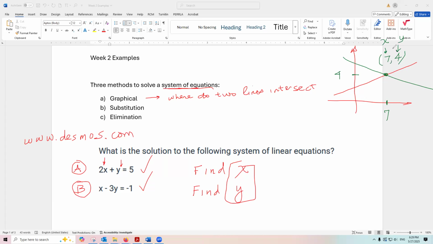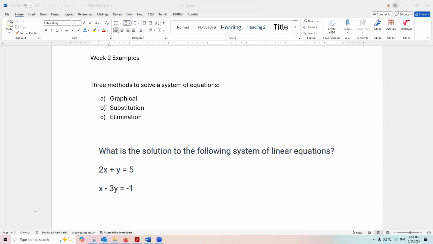All right, but there's other ways to solve these systems also. One other way is called substitution. Let's do an example like that. What substitution means is look for an equation where you can easily get x or y by itself on one side. Let me come here to equation B. I'm noticing I can easily solve equation B for x, meaning get x by itself. The way I'm going to do that is add 3y to both sides of this equation. If I do that, I get x equals -1 plus 3y.